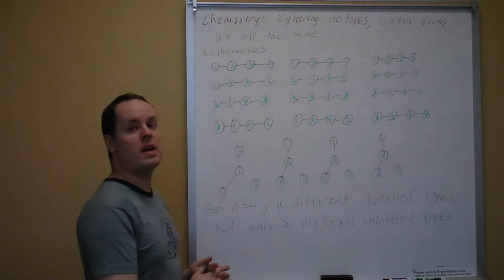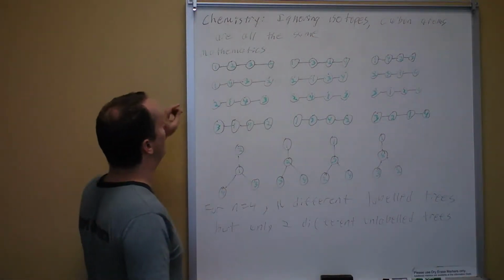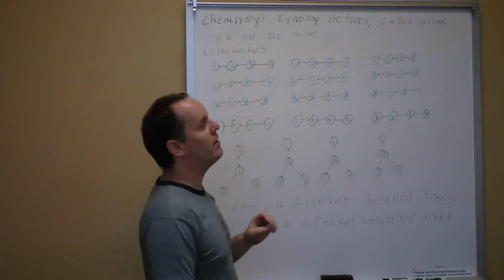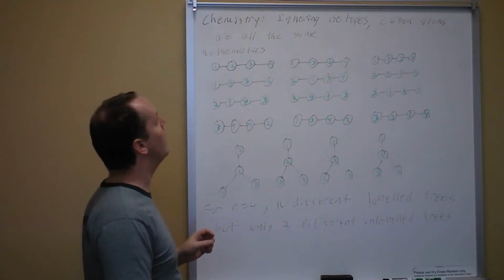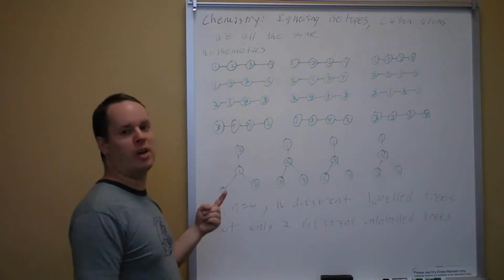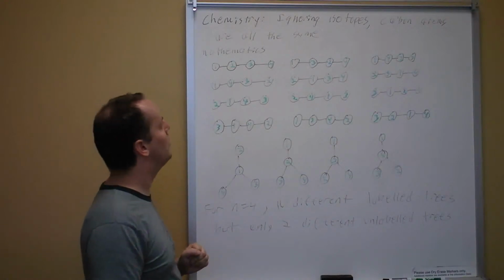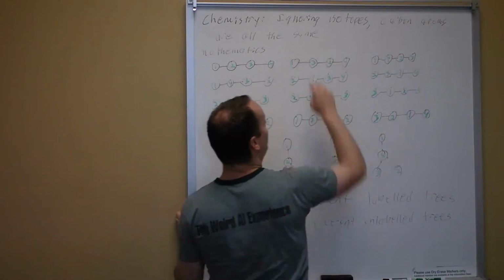Now, continuing on the idea of n equals 4, there's one thing to point out. A chemist would say, as we're not worried about isotopes, chemically speaking, different isotopes of the same element are all the same. So like carbon 12, carbon 13, carbon 14, we're going to just pretend they're all carbon. Therefore, carbon atoms are all the same.